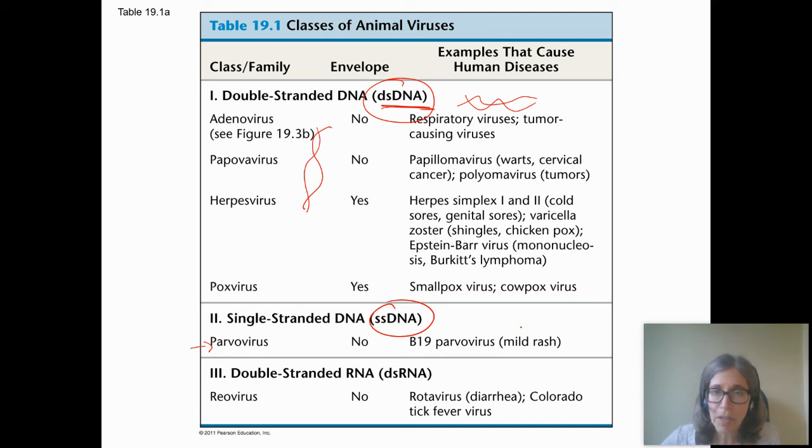Okay, single-stranded DNA, the parvovirus. I guess it causes a mild rash. Anyway, it's got A's, T's, C's, and G's, but it's only one strand. And then there are some double-stranded RNA viruses like the reovirus. Oh, rotavirus, I know that one. That can make you very, very sick, can kill babies, because they lose so much water with diarrhea. Anyway, double-stranded RNA. You may not have known that RNA can be double-stranded, but it can.